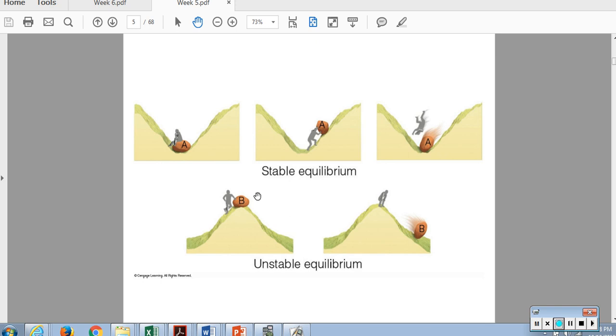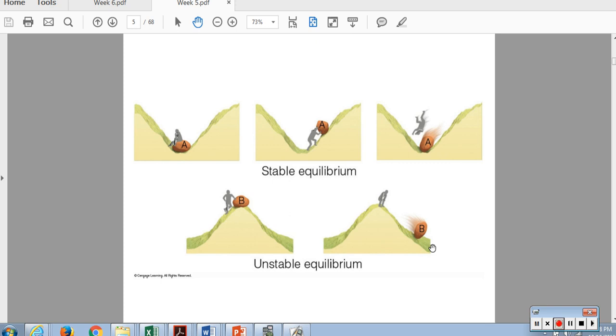Now this is an unstable equilibrium. So the rock here at the top of this hill can balance and stay there. So an object at rest will stay at rest. So there's no reason for this rock to move. But if forced to move, if this person displaces it, then it's a runaway effect. The rock on this hill will roll away from the top of the hill, never to return.